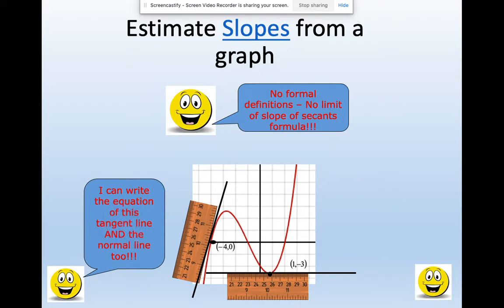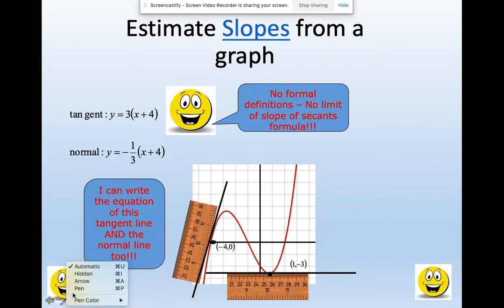I can write the equation of the tangent line and the normal, right? And so can you. There's the tangent. This time, I'm certainly not consistent with my things, right?